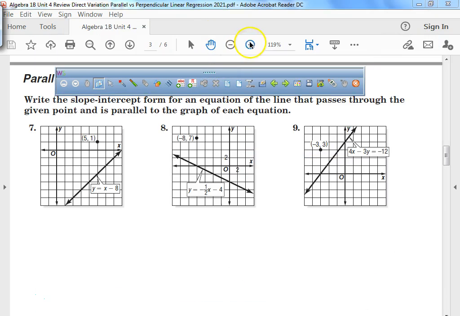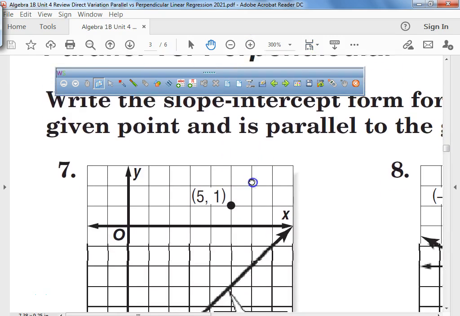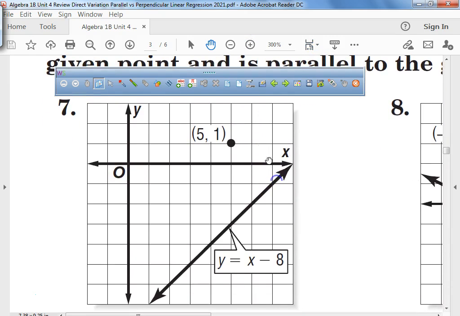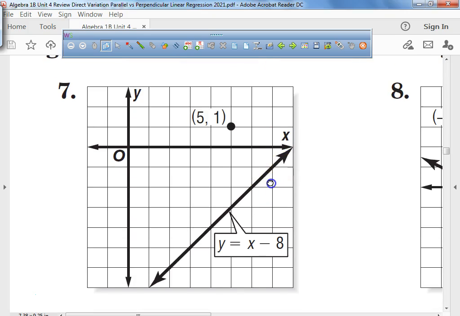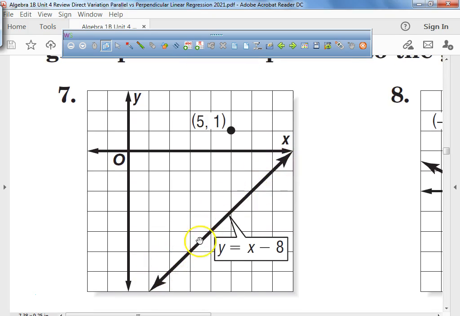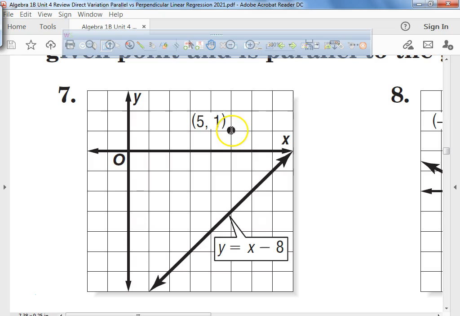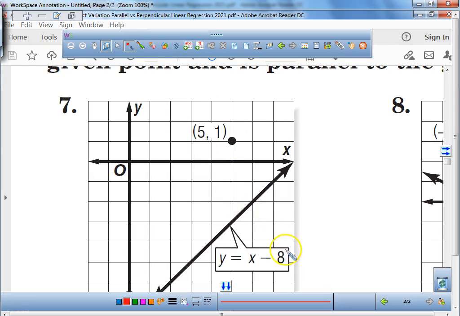I'm going to zoom in so we can see it a little bit easier. There we go. Here's problem number 7. And our goal is to write an equation that is parallel to this line and literally goes through this point. Okay? So let's take a look at our original line right here. Does anybody know the slope of the original line right there?